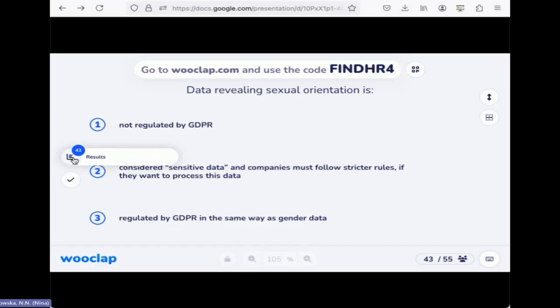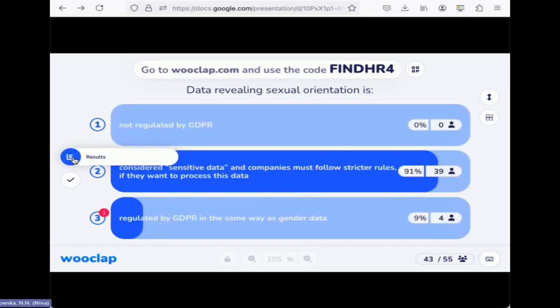So data revealing sexual orientation is exactly considered sensitive data, and companies must follow stricter rules if they want to process this data. And gender is not a special category of data. It's just personal data, but gender doesn't have the status of sensitive data, of special category of data. So great answers. And as I said, there are stricter rules for processing sensitive data.